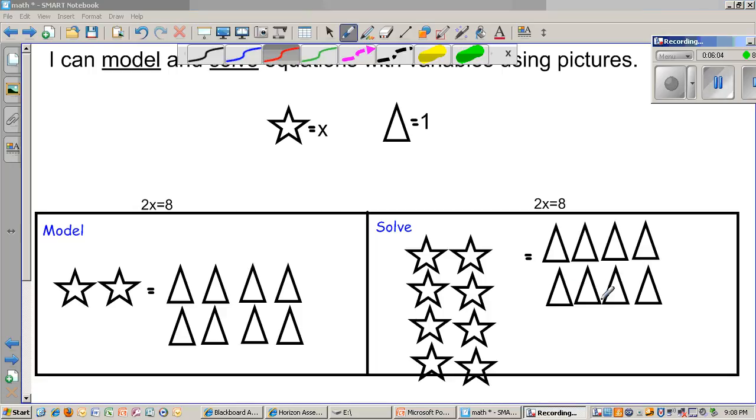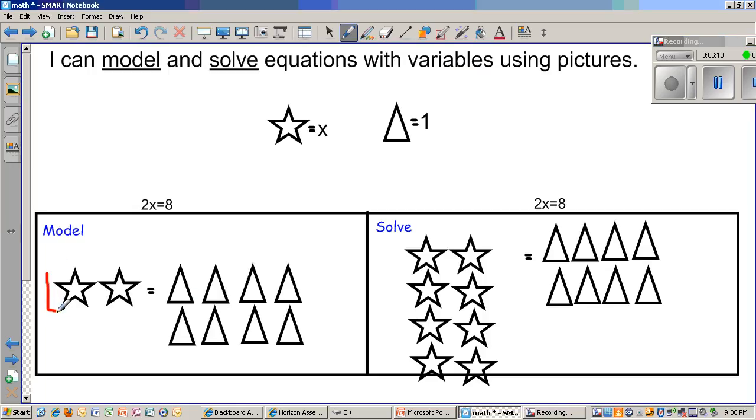Well, what is x equal to? If you said x is equal to 4, then you'd be right. Do you see it? Here we started with one group of 2. And here we have one group of 2. There's 2 groups of 2.